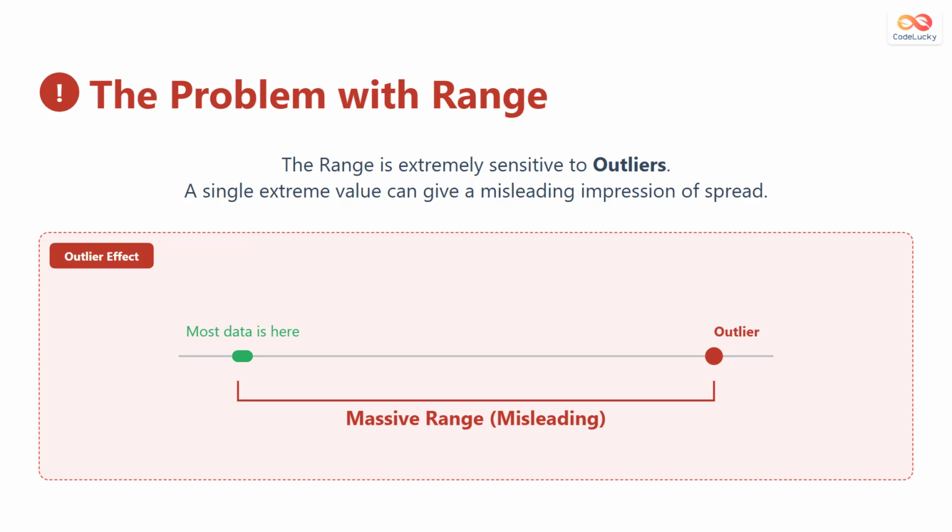However, the range has a major weakness. It is very sensitive to outliers. Imagine a group of data clustered around 100, but there is a single value at 900. That one outlier stretches the range enormously, making it look like the data is very spread out, even though most of it is actually close together. Because it ignores the middle values, the range can be misleading.